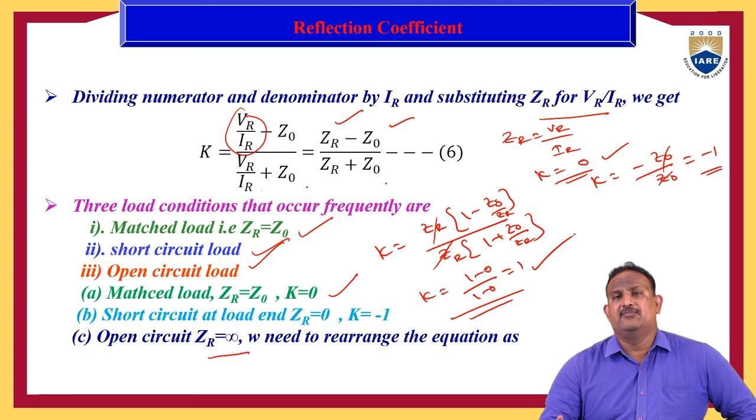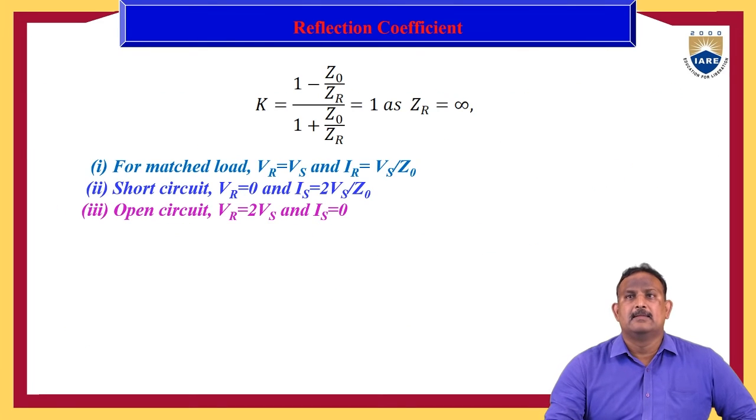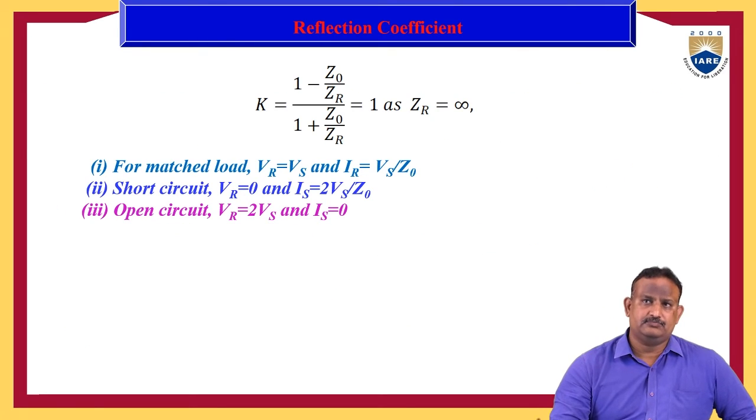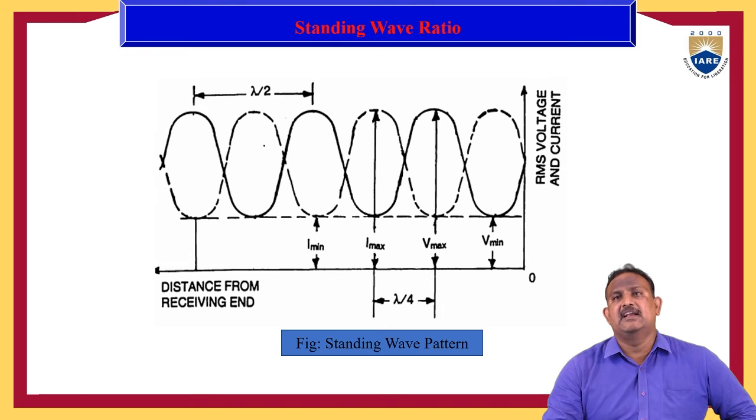So in this way we can find the reflection coefficient for matched load, short circuit load and open circuit load. Then here, there are the three conditions to find the reflection coefficient. Now we will define the standing wave ratio.